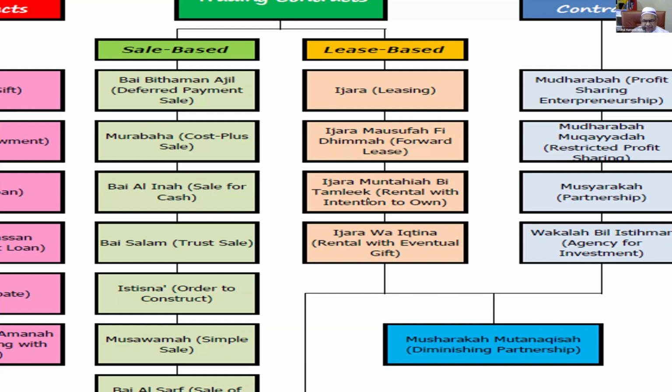Then ijara muntahiya bit tamlik is allowed in AAOIFI, so no problem. Muntahiya bit tamlik means ending with a tamlik, meaning change of ownership. So ijara muntahiya bit tamlik in Arabic means ijara, rental with an intention to change ownership. That means you rent with the intention to own it.